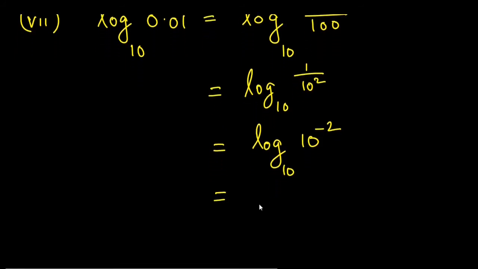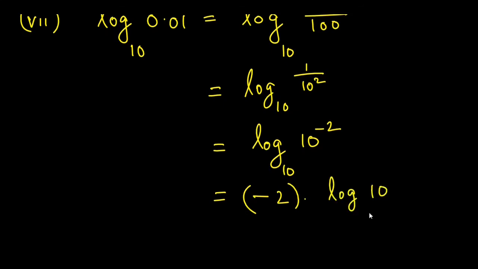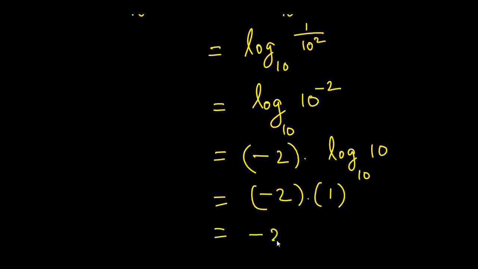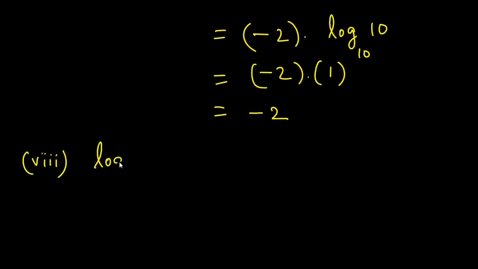By applying power rule here again, minus 2 into log of 10 to the base 10. Log 10 to the base 10 is 1. So minus 2 into 1. This gives minus 2. 8th one, log of 8 by 27 to the base 2 by 3.